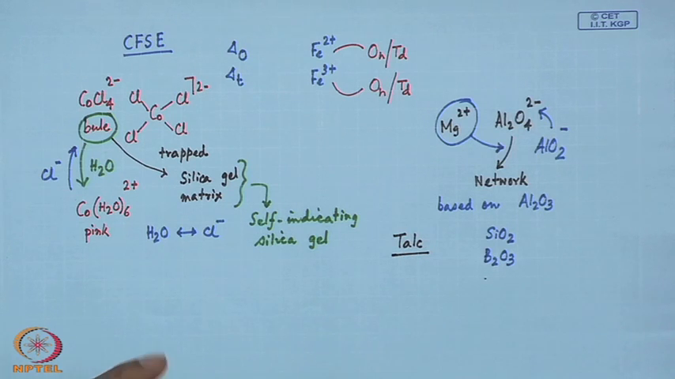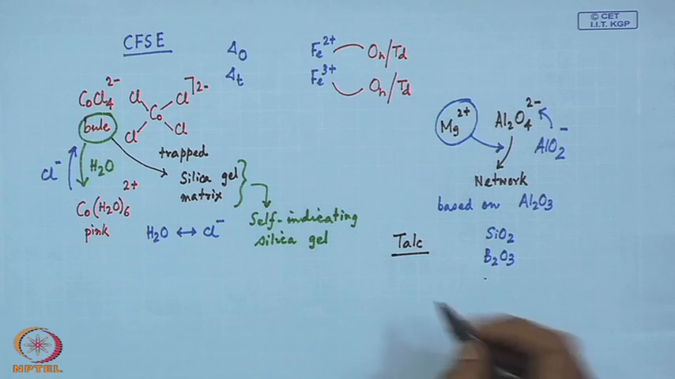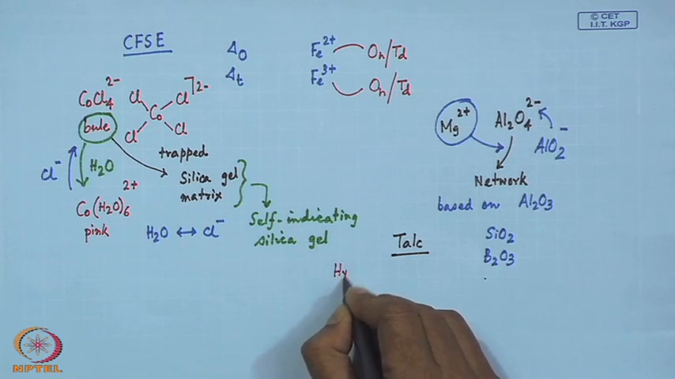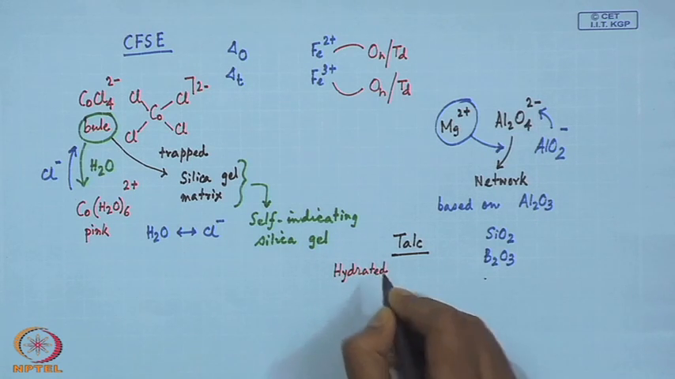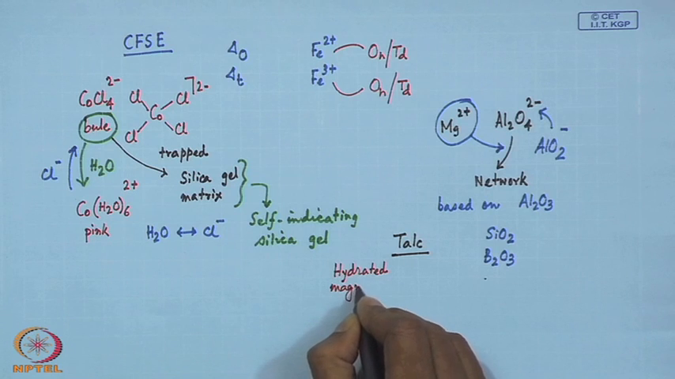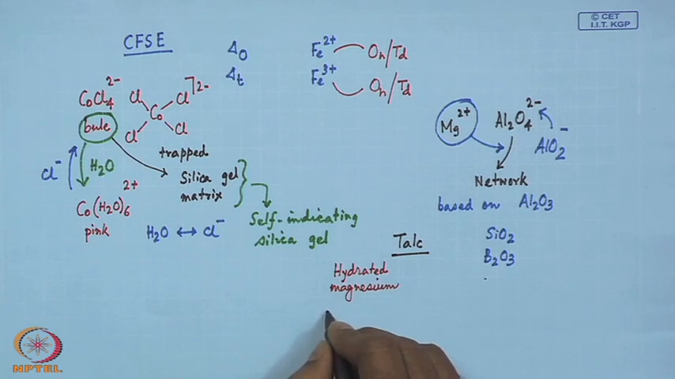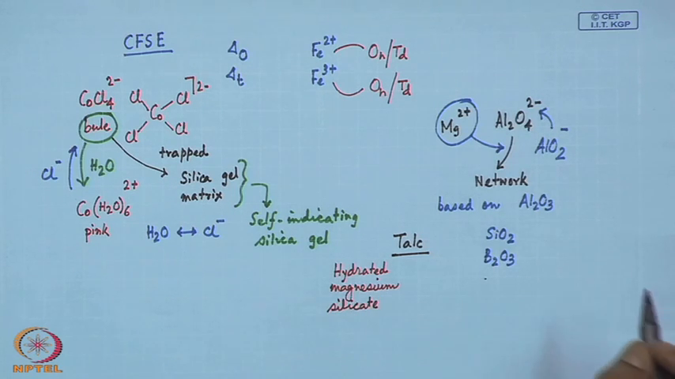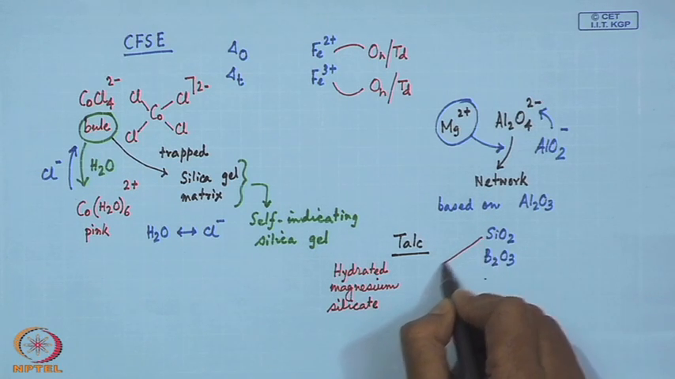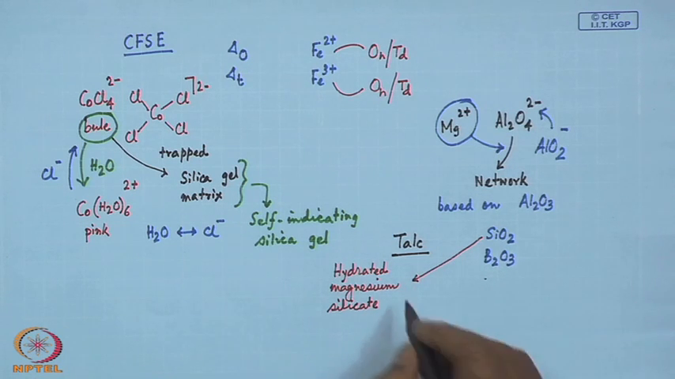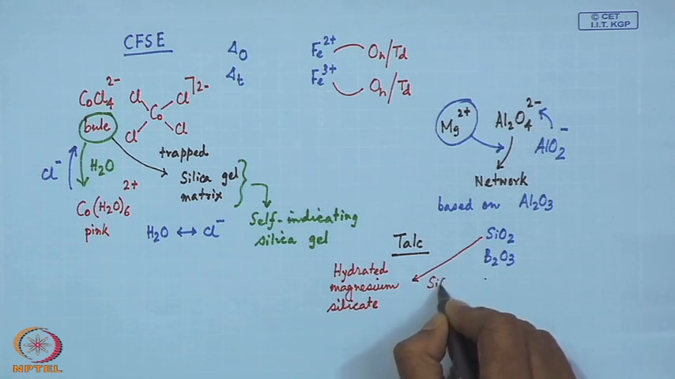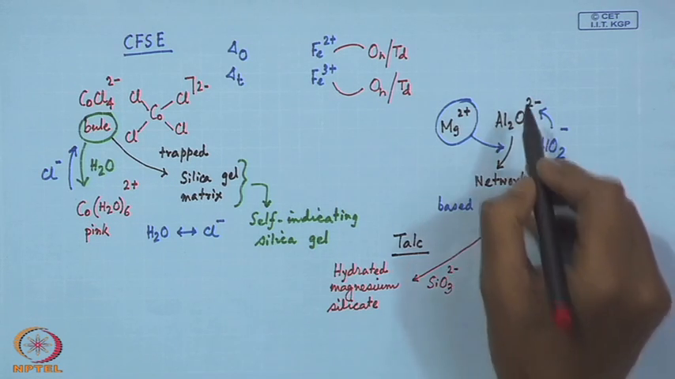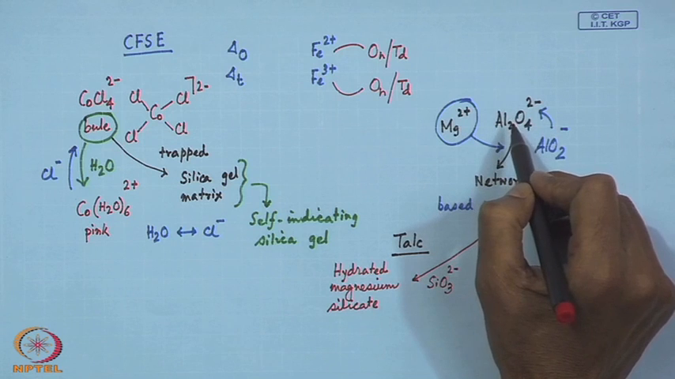So, we know one important mineral that we all know very easily, which can have some important applications also, which is talc, which is nothing but hydrated magnesium silicate. These hydrated magnesium silicates are based on silica, that means it is based on the corresponding SiO3 2 minus, that means more oxide anions you can have in the structure.